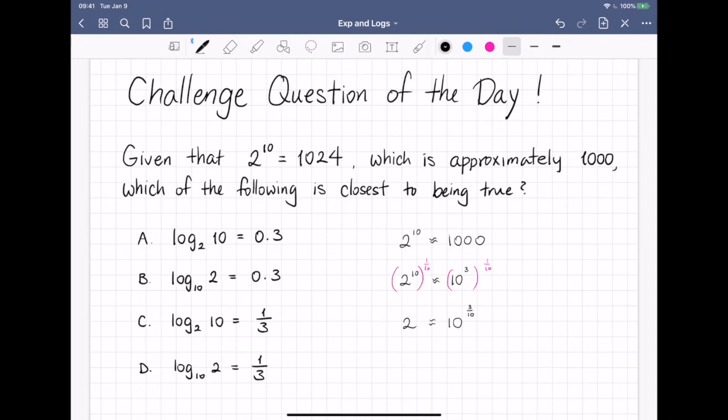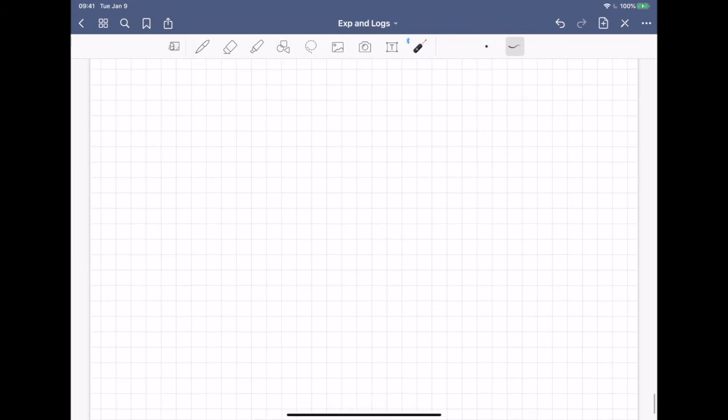Okay, so that means, if you change that to log form, that means log base 10 of 2 is roughly 3 over 10, which is 0.3. So your answer is B. Okay, and that was it.